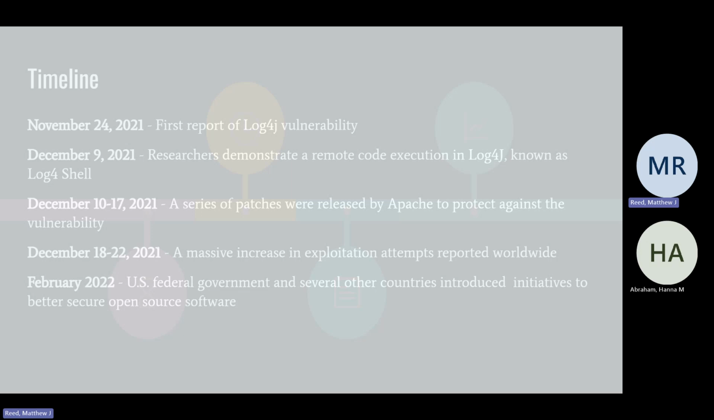And on December 17th, a new vulnerability is found with a similar denial of service attack. Later that day, Apache releases version 2.17, resolving the denial of service issues. Following the release of this version, exploitation attempts rise drastically worldwide, with attackers specifically focusing on enterprise systems and critical infrastructure. After 2 months of remediation efforts by affected enterprises and systems, CISA, or the Cybersecurity and Infrastructure Security Agency, issued an emergency directive requiring all civilian agencies to address the Log4j vulnerability. That was in February 2022.